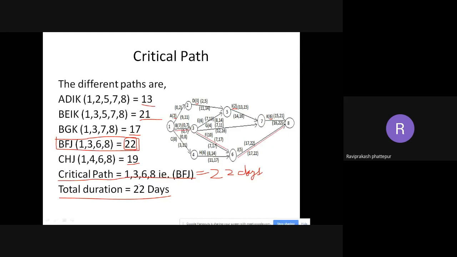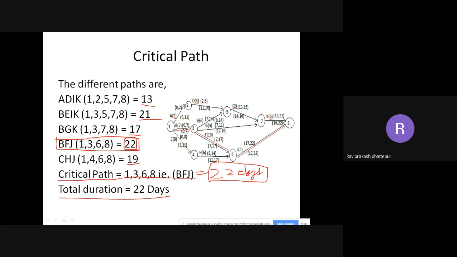So for anything to do here, we need to draw the network diagram. The network diagram is the base. After drawing the network diagram, we'll be finding the critical path and the duration. The duration will tell me the total time required to finish that particular project. In this problem, it is 22 days, and the critical path is 1368.